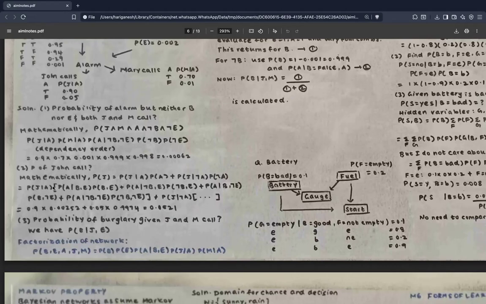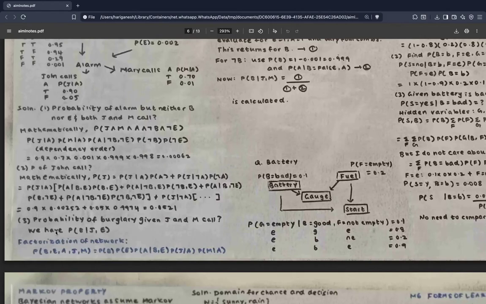So probability of John calling given alarm times probability of alarm expands to again probability of alarm given burglary and earthquake times probability of burglary and earthquake, and then you write the negation of that, then you write the negation of E, and then you write the negation of B and E, and then you do the same thing for this. Honestly, here you're better off watching the video of Mahesh Siddharth or someone else on YouTube who solved this question. So the final thing is probability of burglary given John and Mary both call.